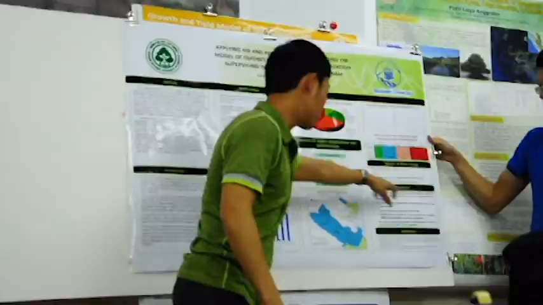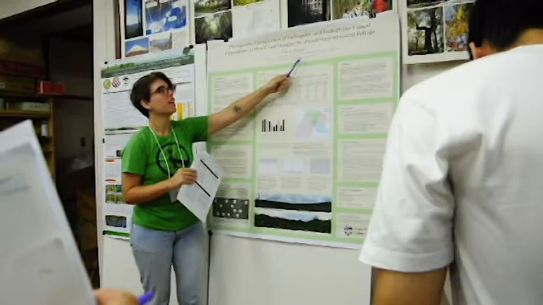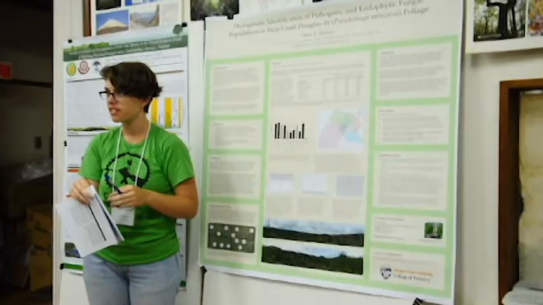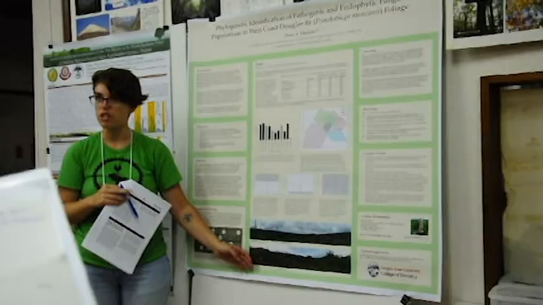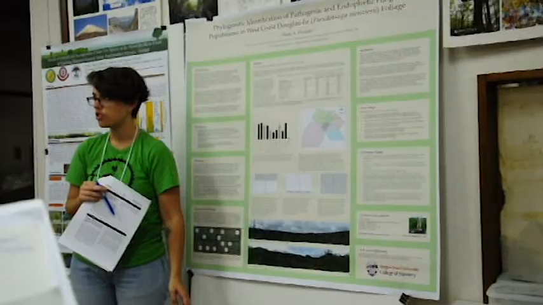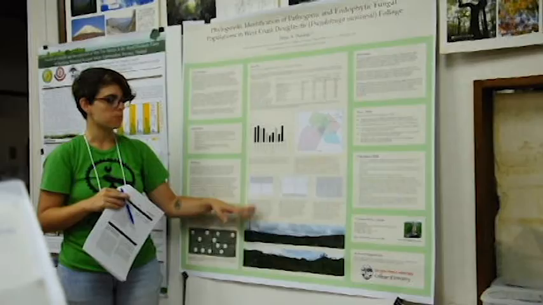Okay, so I'll break that down. There's probably a lot of jargon. Pathogenic means cause disease. Endophytic means fungi that live inside the needles or leaves of trees. So what I did is collect needles from trees from different study sites. I put them on a growth media, potato dextrose agar, to let them grow, isolated them, and then used Sanger sequencing to determine the species present inside the needles. The last time anyone had done this was 1978, and they used very old methods. I used newer, more modern methods to figure out what's there.